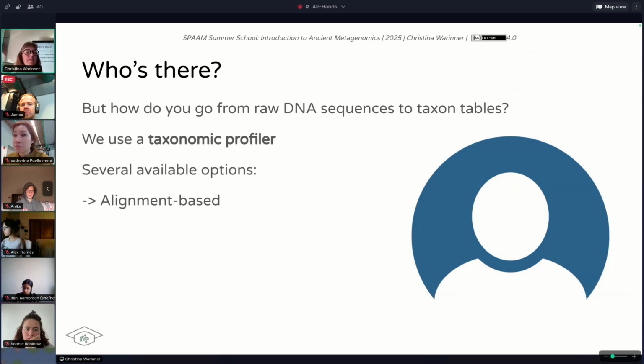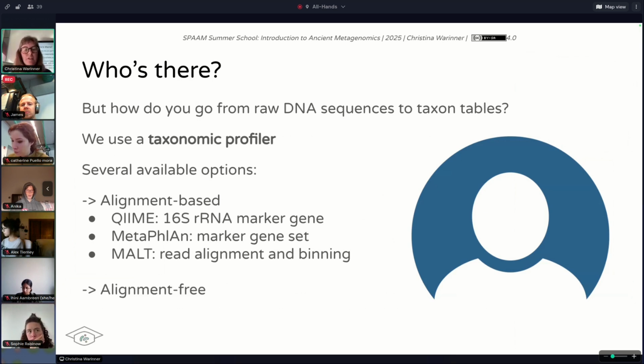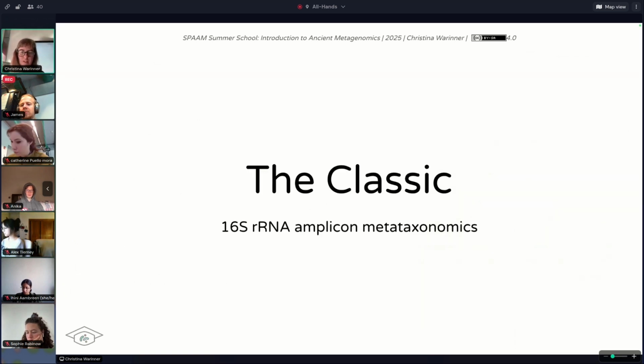One group is the alignment-based profilers. This is going to be things like QIIME for 16S rRNA marker gene categorization, things like MetaPhlAn, which uses a genome-wide marker set, MALT, which uses read alignment and binning. All of these methods can be used to classify the different reads or sequences, either all of them or part of them from your sample. And then there's other options that are alignment free, and the most prevalent one used there is something called Kraken, or its subsequent versions, which uses k-mer matching. So let's take a closer look at some of these. Let's talk about some of the classic methods.